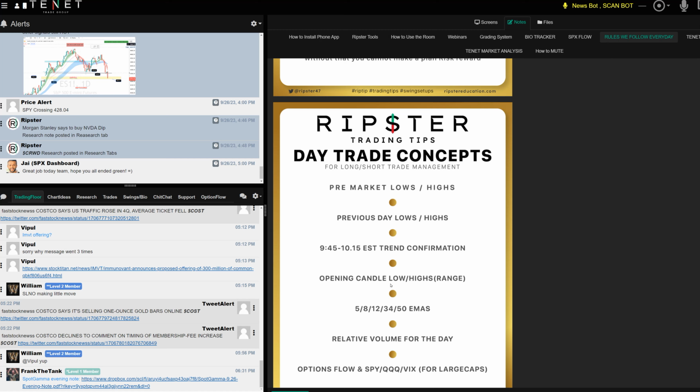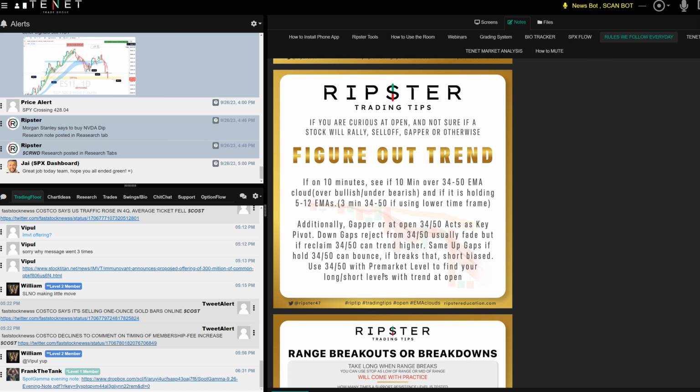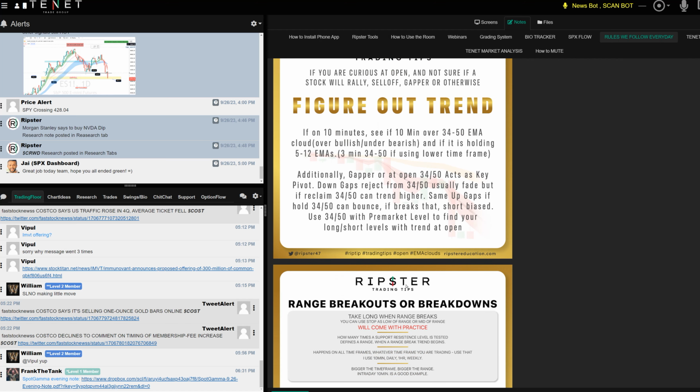Then we watch open low candles, my key EMAs, relative volume of the day. We watch option flow on SPX, SPY, QQQ, VIX every day. Then our golden rule is anything that's under the 34/50 EMA cloud at open is bearish. Anything over the 34/50 EMA cloud is bullish. We do not make any gut feeling trades. We take what our system gives us. We change from bull to bear or bear to bull based upon our system.